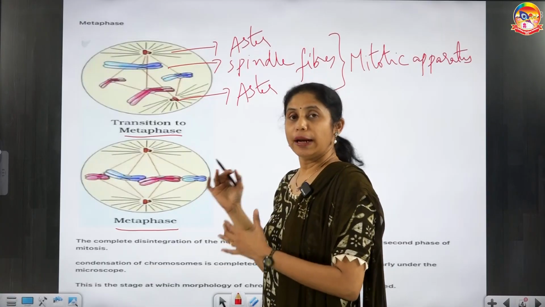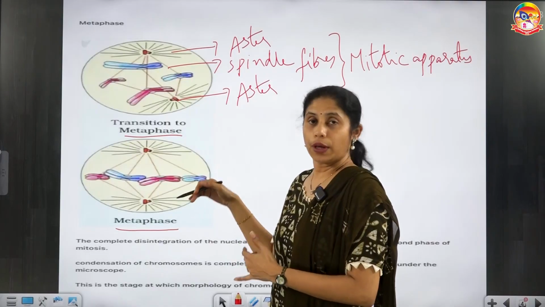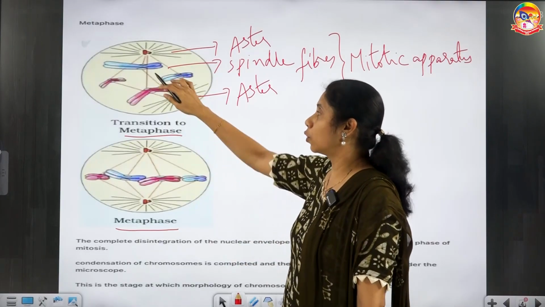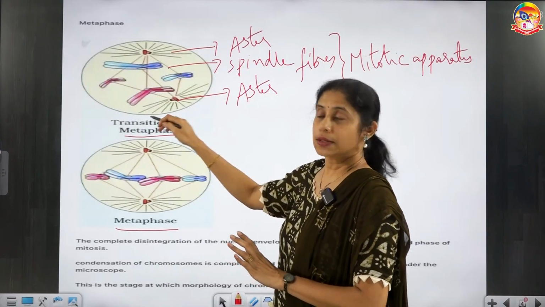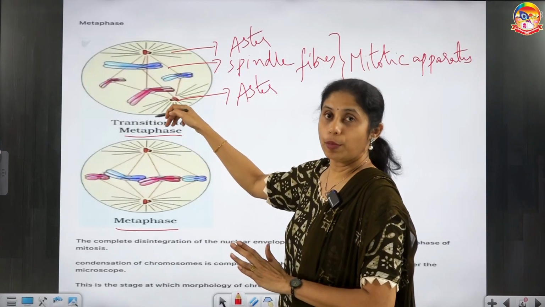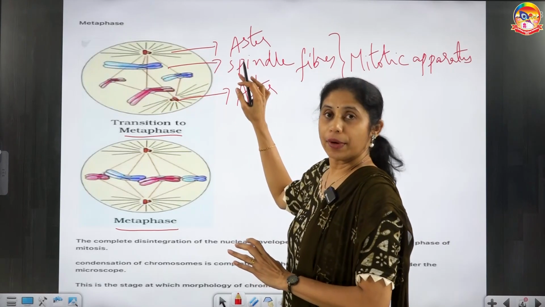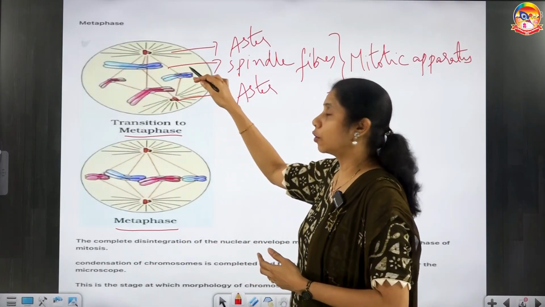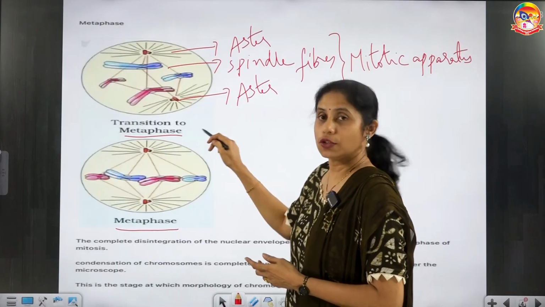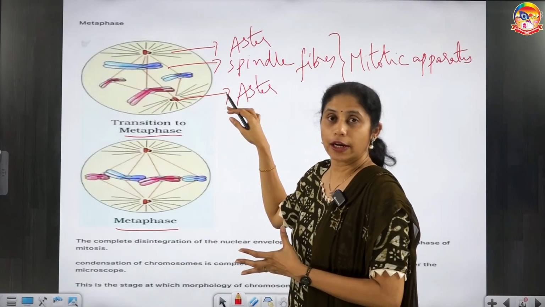Now the metaphase will be continued after the prophase, the continuity. So in the transition, you can see that chromosomes are released into the cytoplasm. Asters, second aster already it got moved towards the opposite pole. Spindle fibers are coming. Okay. And mitotic apparatus is formed, nuclear envelope disappears, and all the chromosomes are released. That is transition to metaphase. They are moving. You can see that chromosomes are scattered, spindle fibers are getting formed.